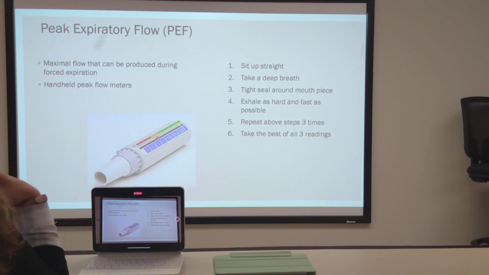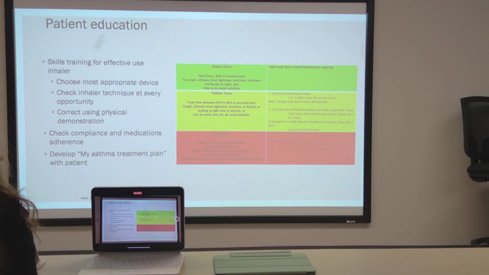And how you're able to calculate this is that you get your normal peak flow, and you divide that by your personal best, and then that will determine what your percentage is. Does that make sense? I'm going to do an exercise so you can see what I'm talking about.